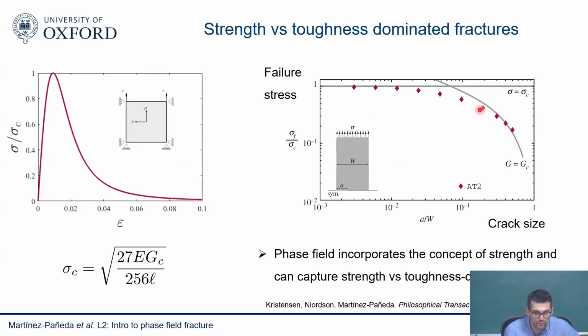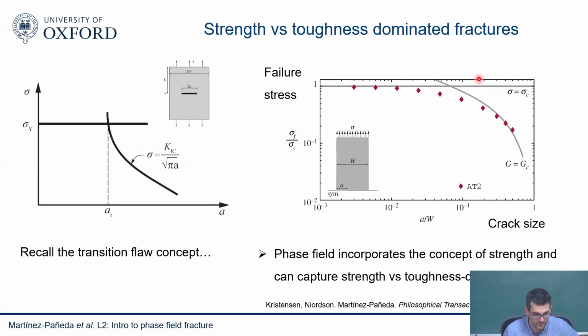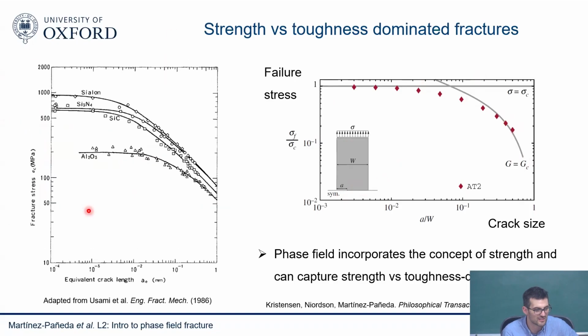But you can also smoothly transition towards toughness-dominated failures. And this is exactly what we discussed before, the transition flow concept. And this is exactly what you see in experiments. This is for various ceramics. You can see you go from these toughness-dominated failures smoothly to these strength-dominated failures.